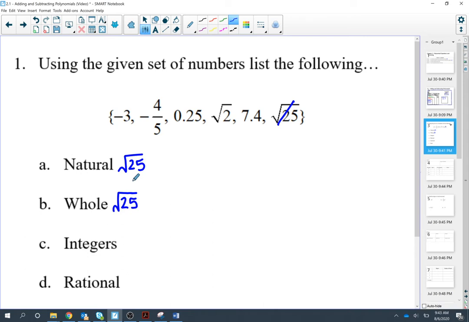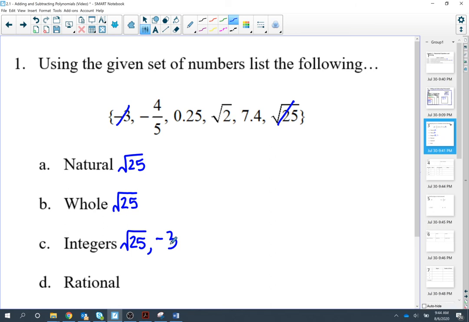Okay, integers. Integers are positive and negative whole numbers. So the first thing I'm going is, well, wait a minute. Square root of 25 is a whole number. It's a positive one, so it must also be an integer. But now I'm looking at my positive and negative whole numbers. So do we have anything else up here? And the answer is yeah, -3. -3 is just a negative whole number. -4/5, nah, that's a fraction. 0.25 is a decimal. Square root of 2, I don't even know what that is. 7.4, that's a decimal.